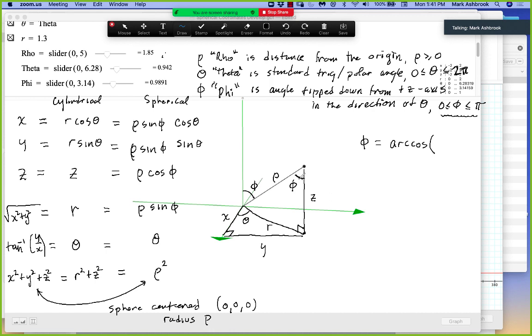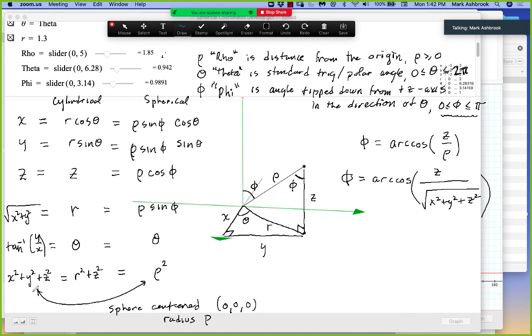So is it hypotenuse over adjacent or adjacent over hypotenuse? Z over rho. Yeah, z over rho, right? So the cosine of phi is adjacent over hypotenuse. So to make it all in terms of rectangular coordinates, we could do cosine of z over root x squared plus y squared plus z squared. That's it. And there it is. So there's our formulas.